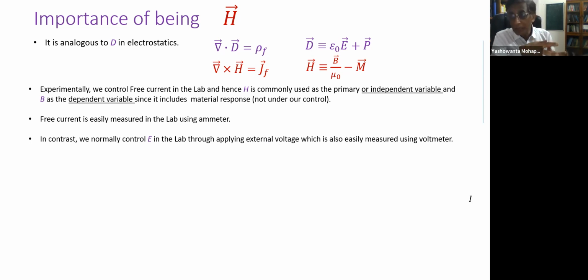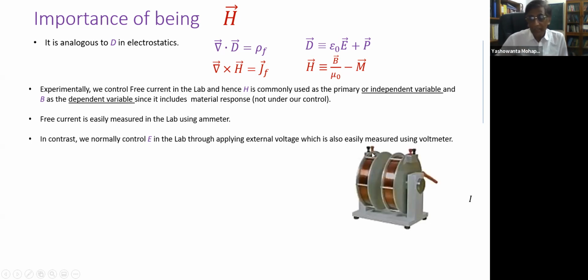And the voltage you can manipulate and measure with an ammeter. So we don't have a D meter, but we have a voltmeter. Okay, and hence H and E are used in the lab more frequently, though theoretically H and D are on the same footing. Okay, and E and B are on the same footing in terms of the framework of the theory. So let's see, what do I mean by control?